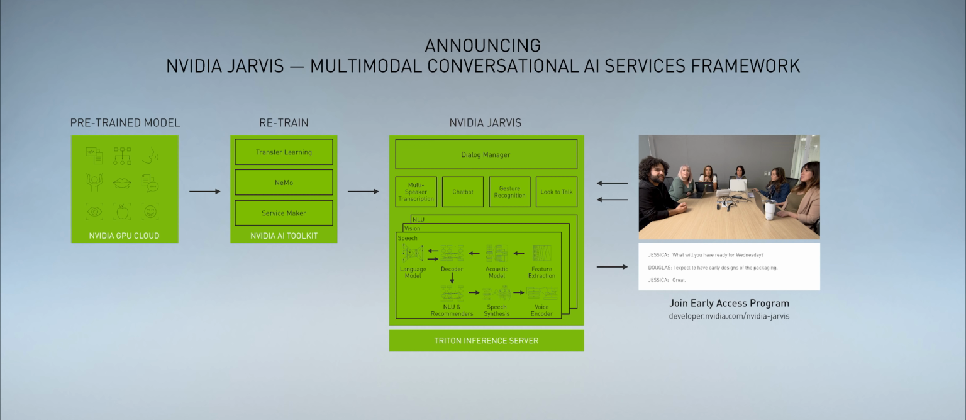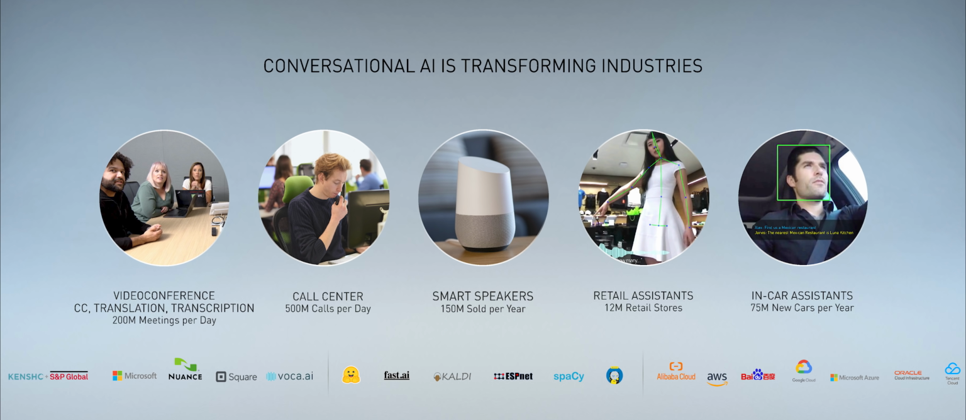This end-to-end pipeline from pre-trained models, retraining with NeMo, and then the application of all of these state-of-the-art models all put together in a Helm chart running on a service on top of Triton, this entire end-to-end system we call Jarvis. Conversational AI is going to automate conversations, and it's going to make it possible for us to deploy automated services in all kinds of new applications, whether it's video conferencing, call centers, smart speakers.